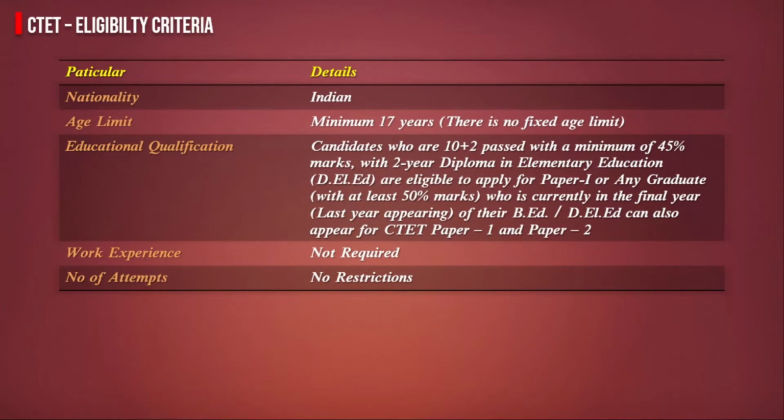Any Indian student who is 10+2 passed with a minimum of 45% marks with a 2 year diploma in elementary education, that is D.El.Ed, is eligible to apply for paper 1. Or any graduate with at least 50% marks who is currently in the final year, that is the last year, appearing for their B.Ed or D.El.Ed, can also appear for CTET paper 1 and paper 2. Also, there are some relaxations for reservation categories.